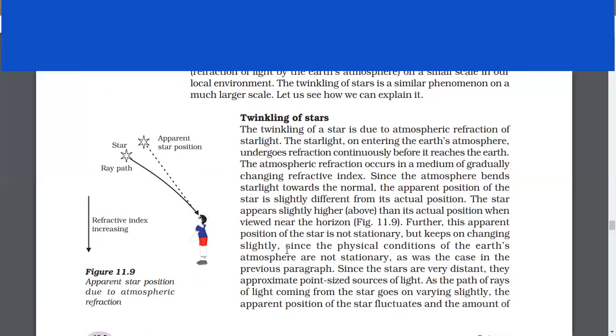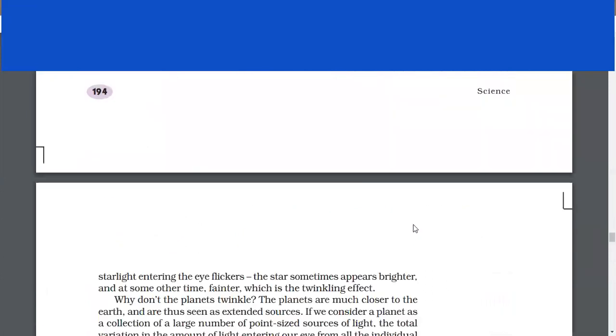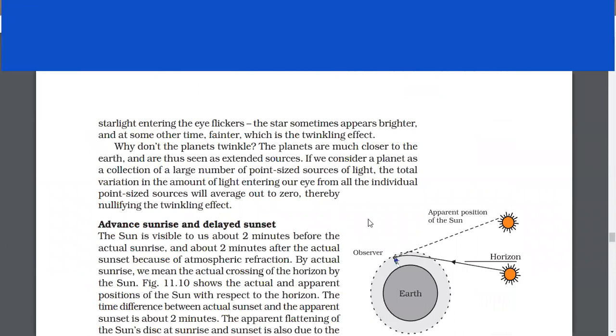Further, this apparent position of the star is not stationary, but keeps on changing slightly since the physical conditions of the Earth's atmosphere are not stationary, as was the case in the previous paragraph. Since the stars are very distant, they approximate point-sized sources of light. As the path of rays of light coming from the star goes on varying slightly, the apparent position of the star fluctuates and the amount of starlight entering the eye flickers. The star sometimes appears brighter and at some other time fainter, which is the twinkling effect.